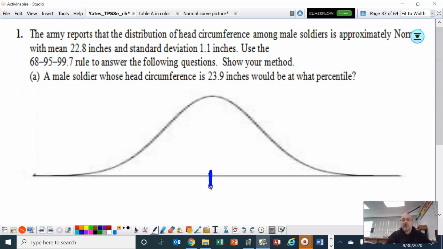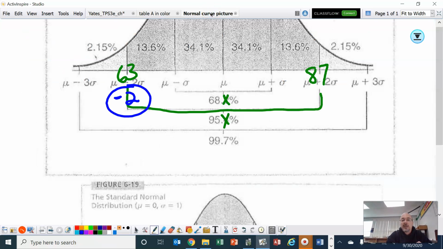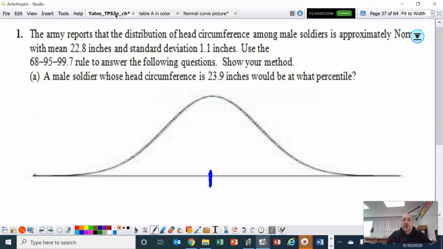All right, so what I'm going to do, ladies and gentlemen, is mark my mean right here. Okay, and I'm not going to standardize this one. I'm going to use this picture to help me. So the mean is 22.8. Now, 1 above, 2 above, 3 above. 1 below, 2 below, 3 below. All right, so my standard deviation is 1.1.